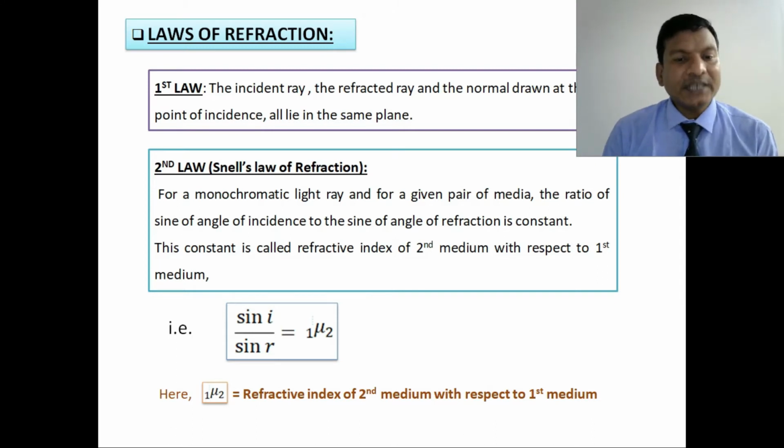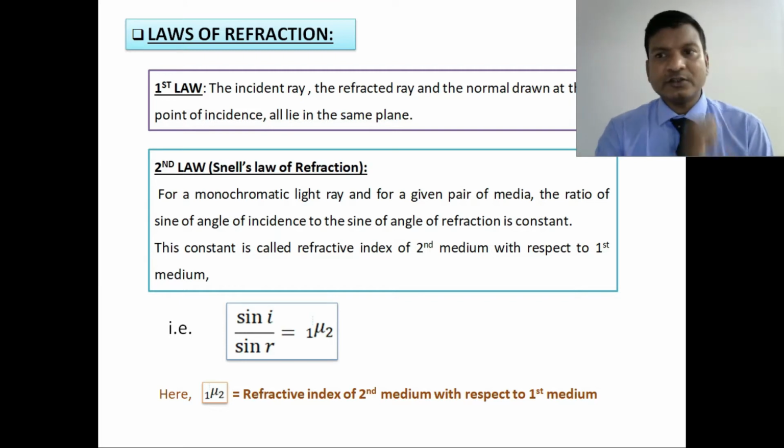This is sine i upon sine r is equal to mu 2 1. So here mu 2 is written on the right hand side and 1 is written on the left hand side. This means that we are going to find the refractive index of the second medium, the one present on the right hand side. We are going to find the refractive index of that medium with respect to the first.